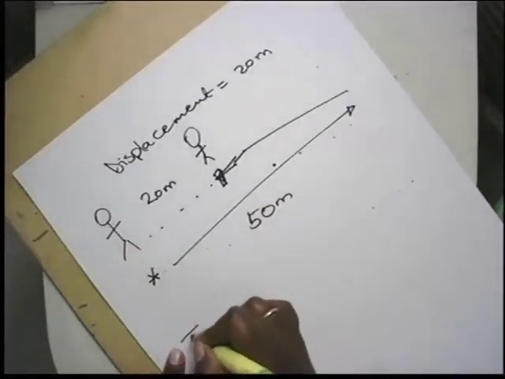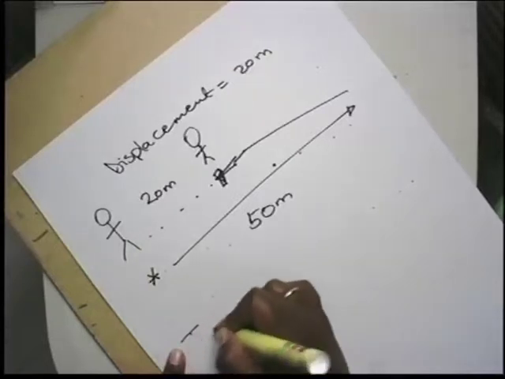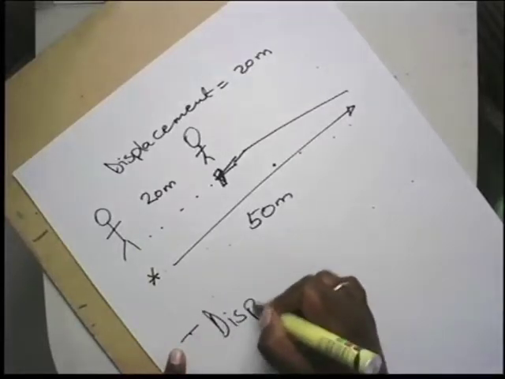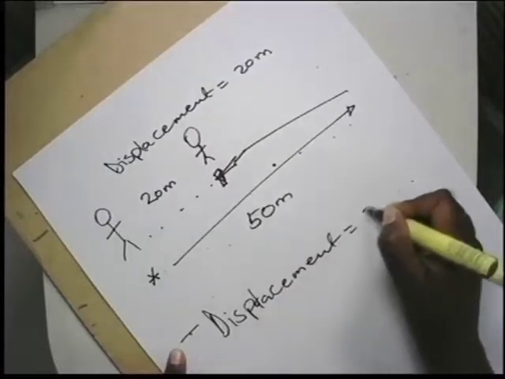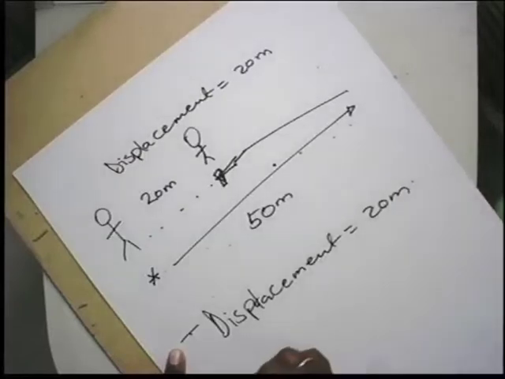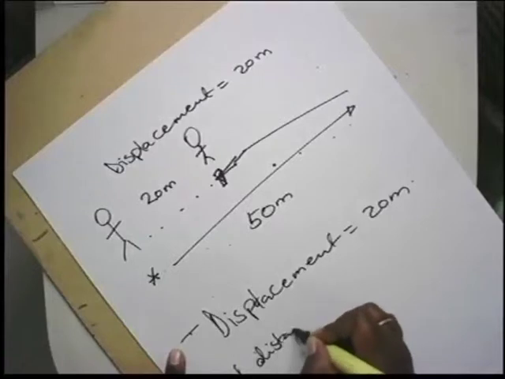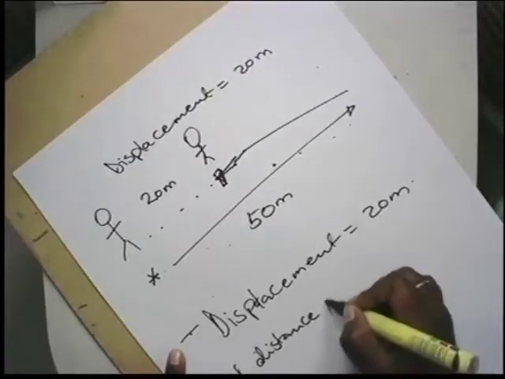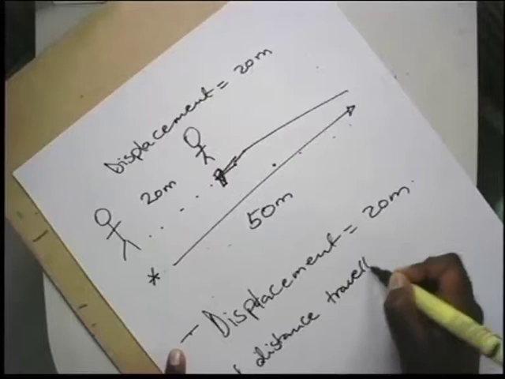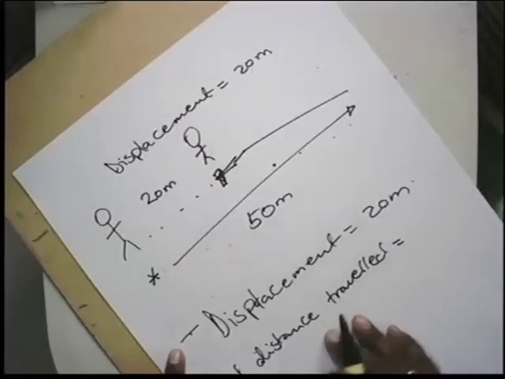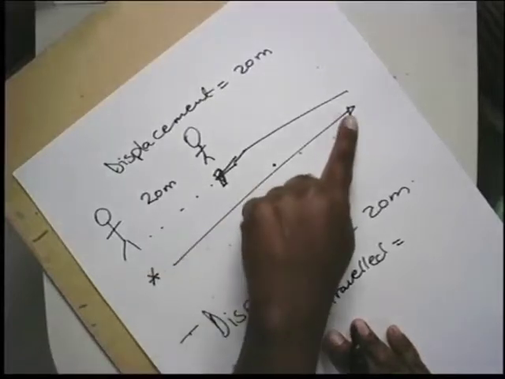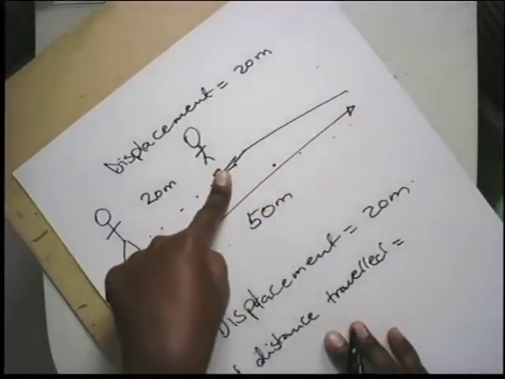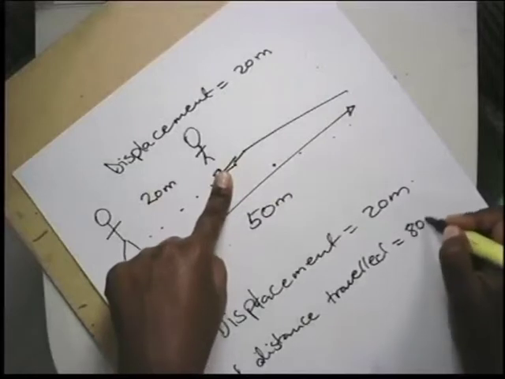But if we are asked, what is his displacement? Displacement is 20 meters. What is the total distance that he traveled? The total distance that he traveled is not the displacement, so we have to add the 50 meters that he traveled and the 30 meters again that he traveled, then that will be 80 meters.